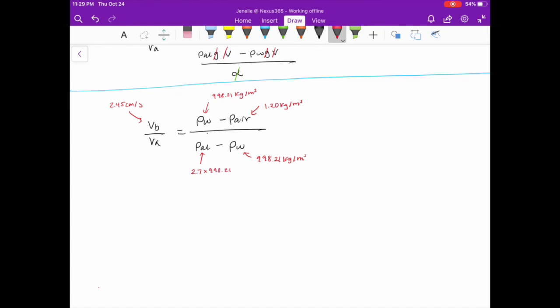Finally, let's solve for the terminal velocity of the aluminum sphere. We get, after substituting these numbers in, that the velocity of the aluminum sphere is 4.70 centimeters per second.